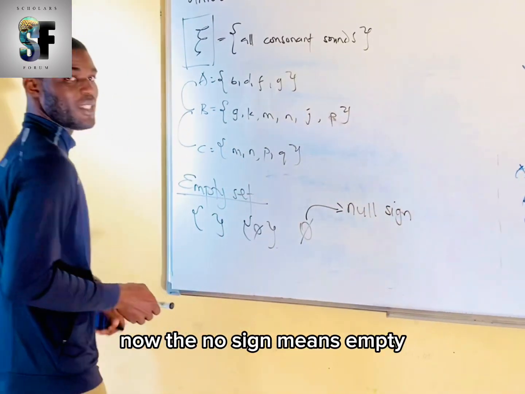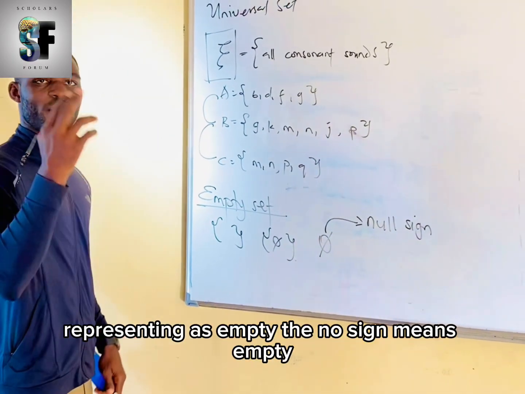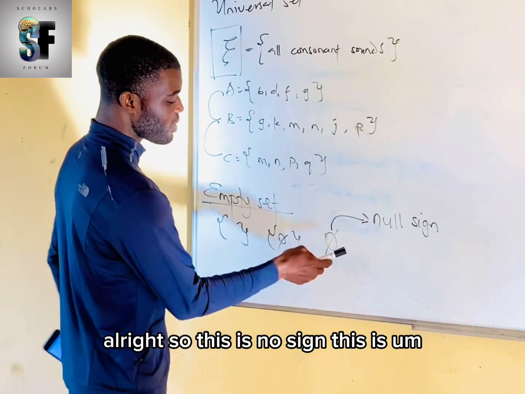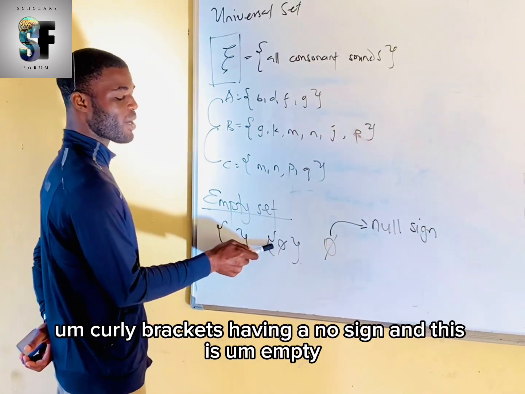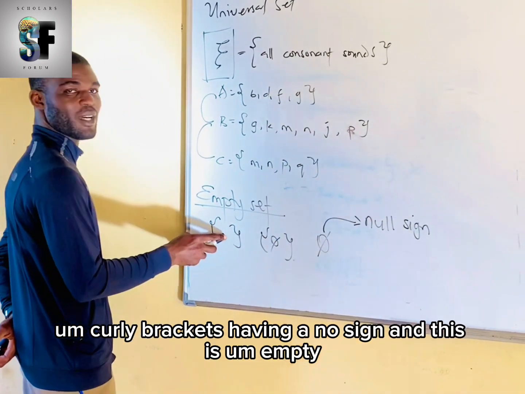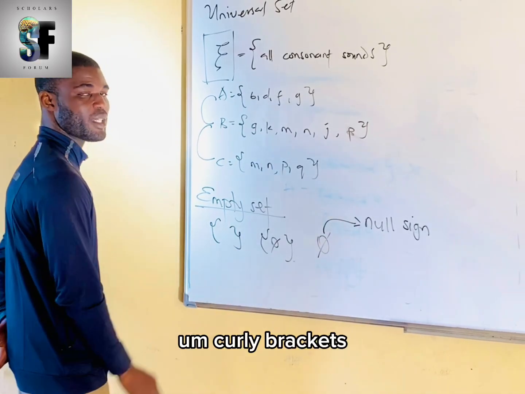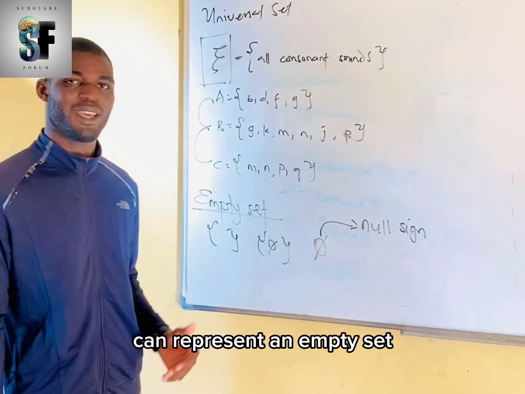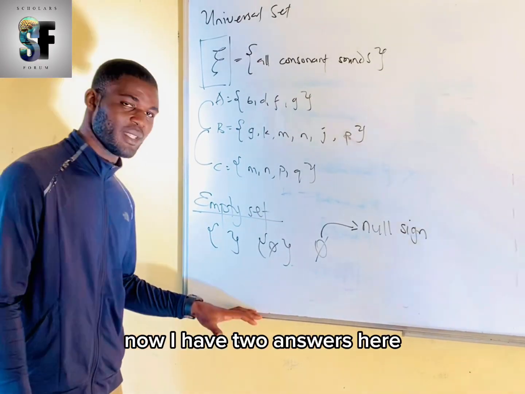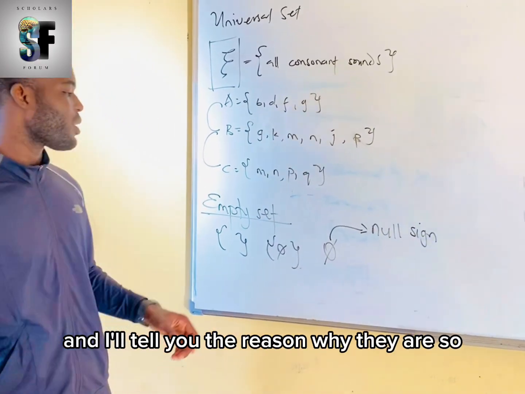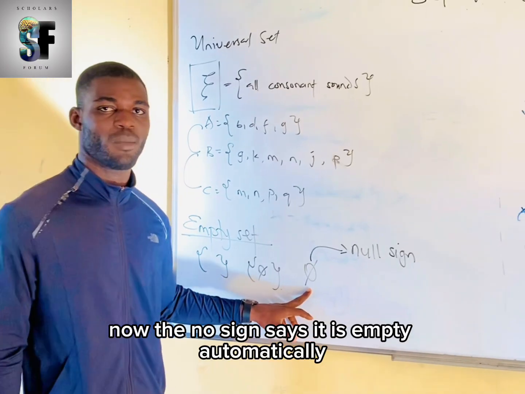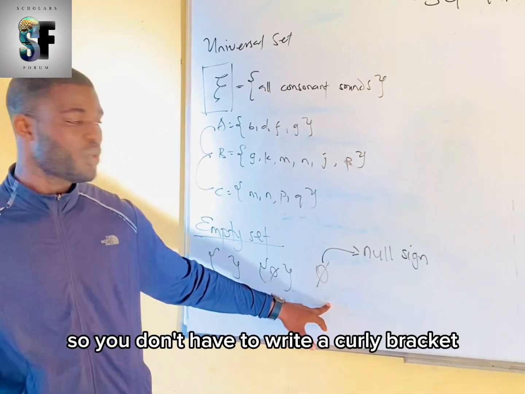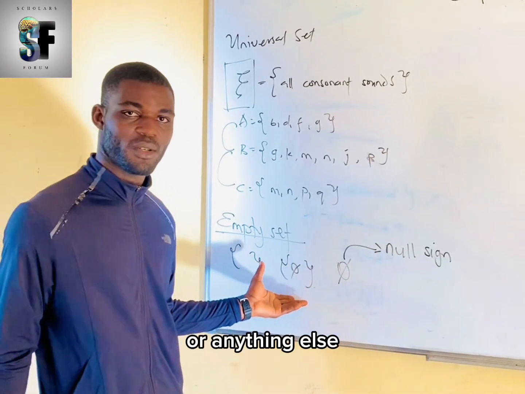Now, the null sign means empty, the same thing as empty. So this is the null sign. This is curly brackets having a null sign, and this is empty curly brackets. Which of the following can represent an empty set? I have two answers here, and I'll tell you the reason why. The null sign says it is empty. Automatically, we can use this, so you don't have to write a curly bracket or anything else.